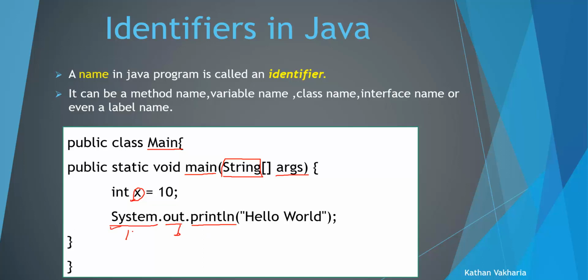The system is also a name. It's a package. There's out. It is also a name. It is just the standard output stream, but it is a name. Println is a method name. That's why it's an identifier. So how many identifiers are there? 1, 2, 3, 4, 5, 6, 7, 8. So we have 8 identifiers in this simple program. So you can see how important identifiers are.